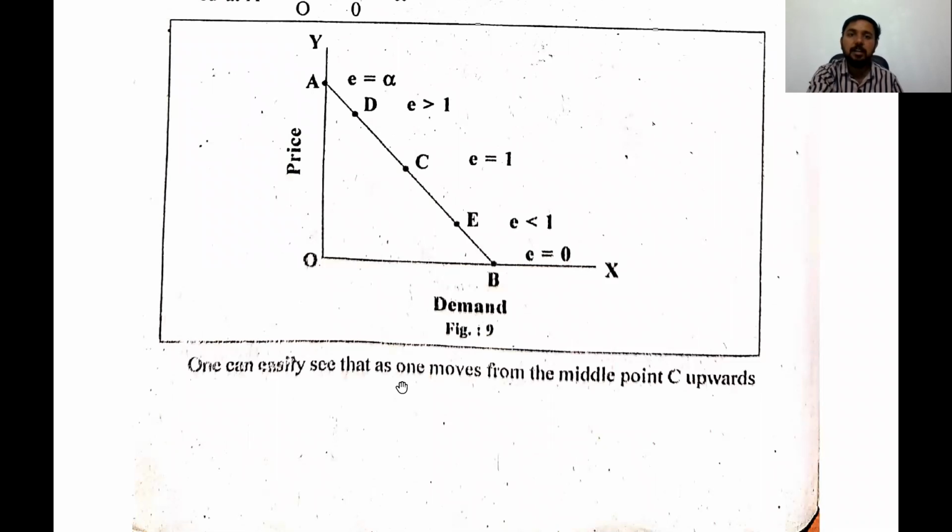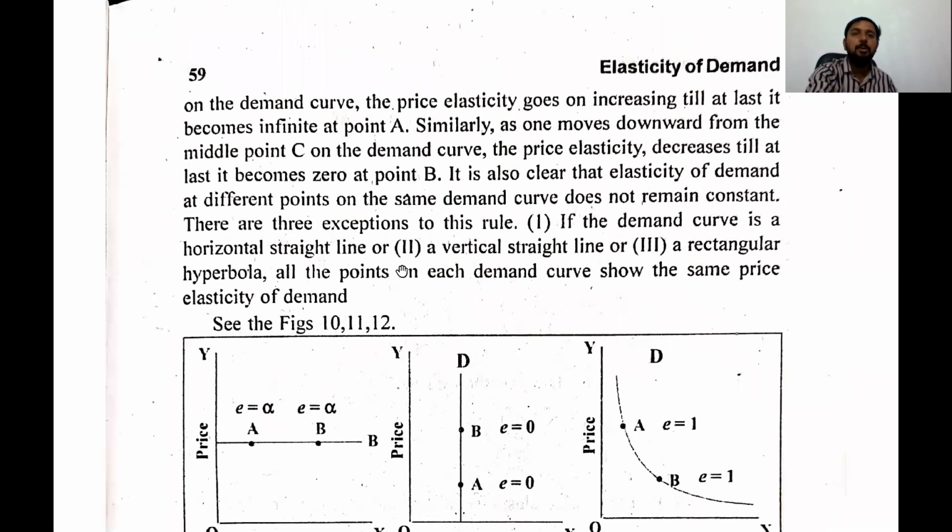One can easily see that as one moves from the middle point C upward on the demand curve, the price elasticity keeps increasing until at last it becomes undefined at point A. Similarly, as one moves downward from the middle point C on the demand curve, the price elasticity decreases and lastly becomes zero at point B. It is also clear that elasticity of demand at different points on the same demand curve does not remain constant.